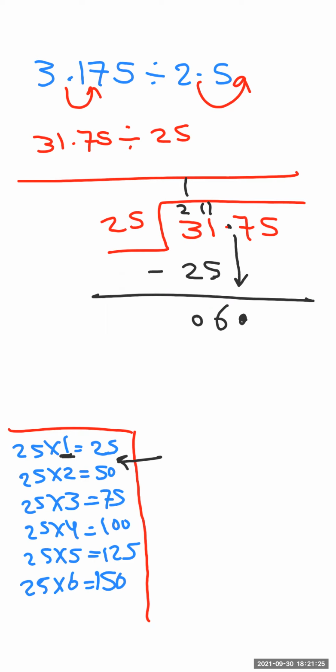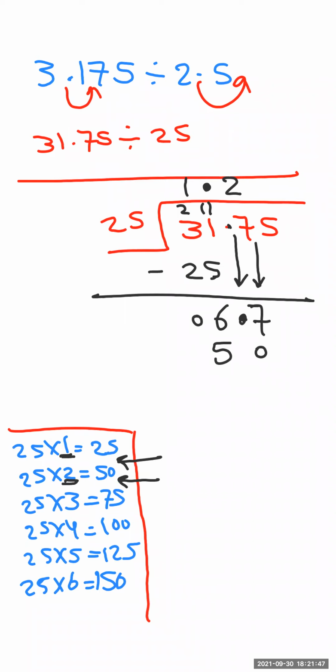And then write it up there. Then drop down the next number. So now the number becomes 67. What is 67, guys? Actually, it's here, between 50 and 75. So use 2. 2 times 25, it's 50.